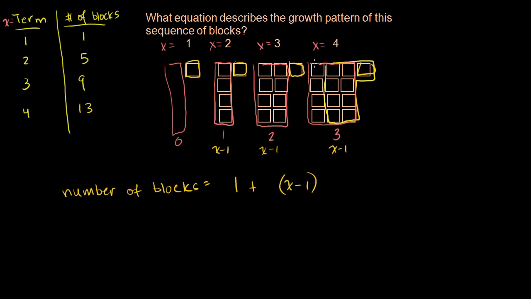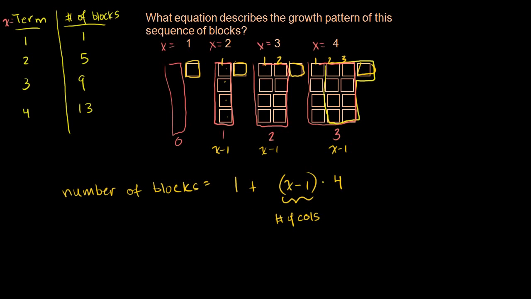And x minus 1 will tell us the number of columns we have, right? Here we have 1, 2, 3 columns. Here we have 1, 2 columns. Here we only have 1 column. Here we have 0 columns. So it even works for the first term. And x minus 1 is the number of columns, and then in each column, we have 4 blocks. So it's the number of columns times 4, right? For each of these columns, we have 1, 2, 3, 4 blocks. So this is the equation that describes the growth pattern.